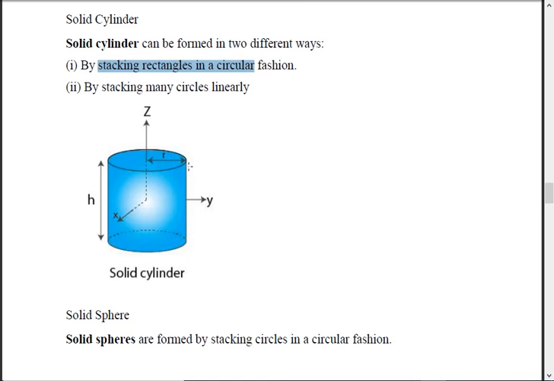How to stack that? See here, take one page and make it circular, stick the ends. Then you will form one circular hollow cylinder. Take another page similarly and go on sticking from inside, up to infinite times. Then you will form this solid cylinder. So that way also, rectangles can form a solid cylinder.